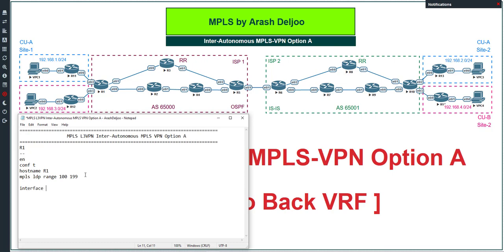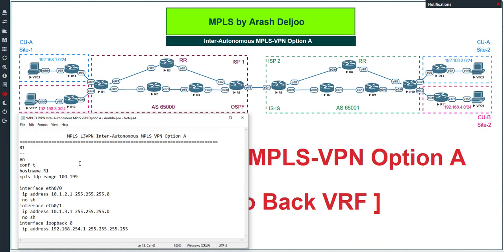After that we have two interfaces. First is interface eth0/0 with the IP address 10.1.2.1 255.255.255.0 and then no shutdown. And also we have interface eth0/1 with the IP address 10.1.3.1 255.255.255.0 and no shutdown. You know that we need one loopback interface in this router, interface loopback 0, and the IP address of this interface is 192.168.254.1 255.255.255.255. You learned about all of this configuration in the previous videos.